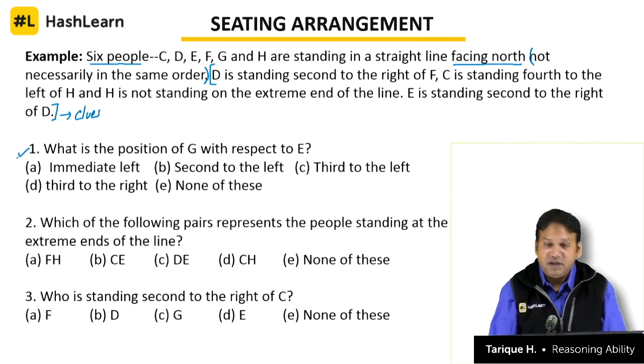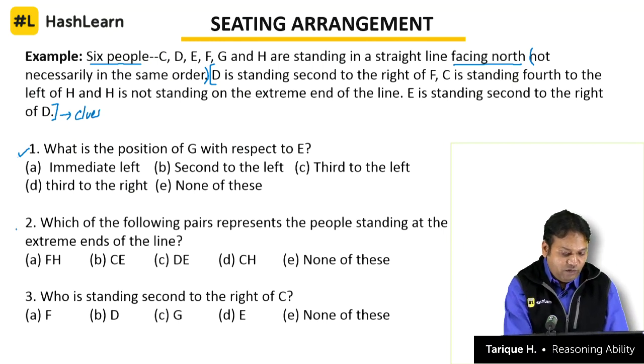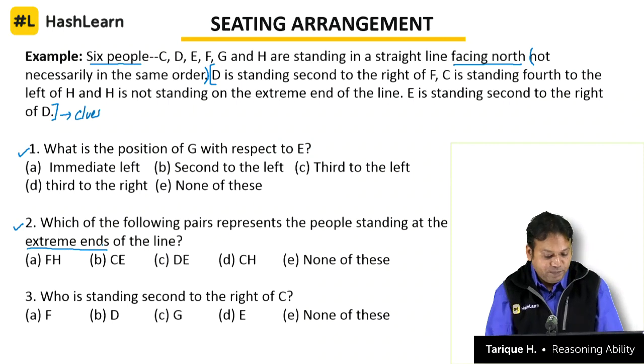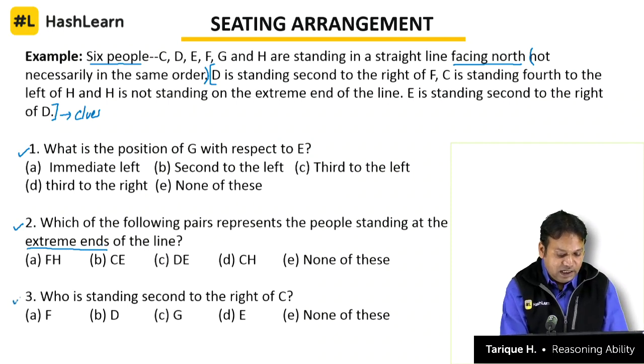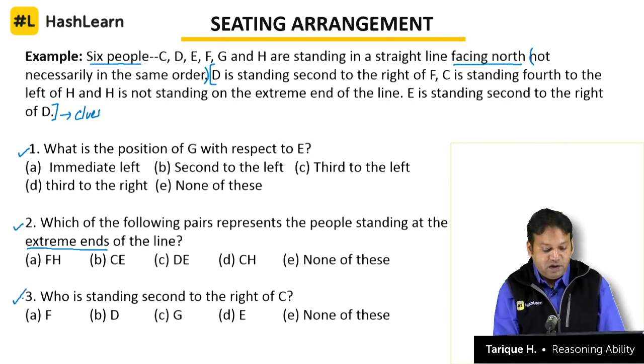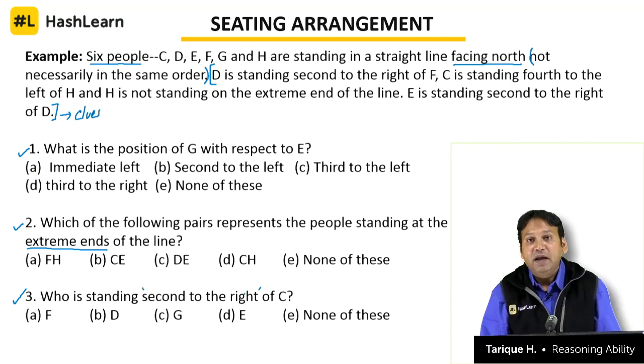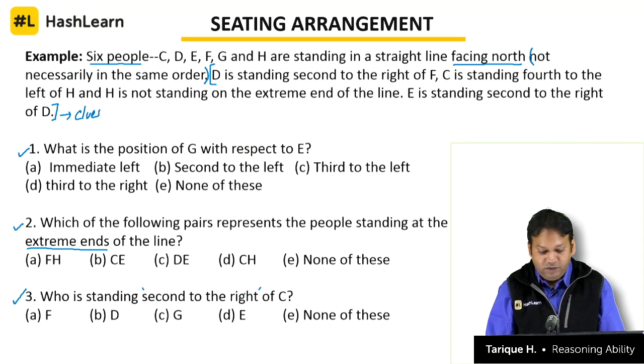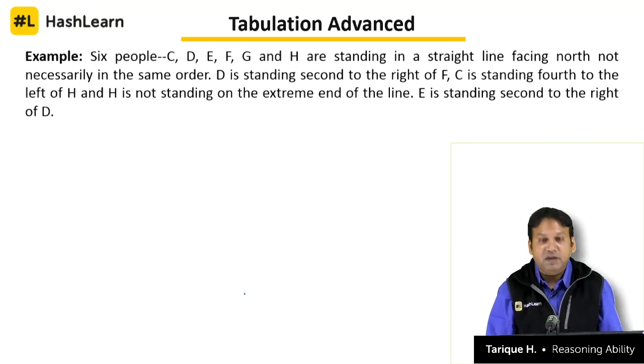Let's see, there are 3 questions which I have asked here. What is the position of G with respect to E? Which of the following pair represents the people standing at the extreme ends? Now this also I have explained to you. And who is standing second to the right of C? What is the meaning of phrases like second to the right? This also I have explained to you. Clear? Now before we answer these 3 questions, we will first solve this question.